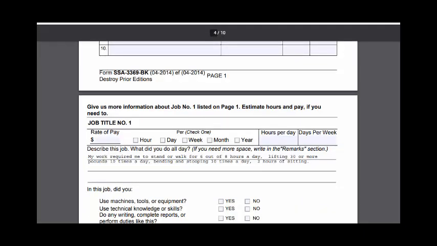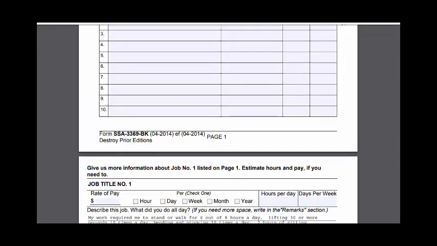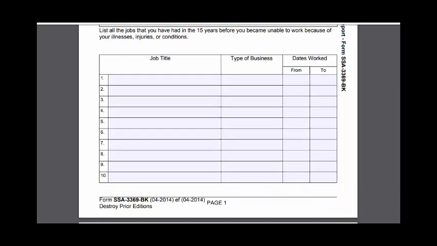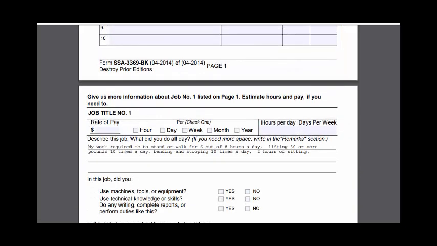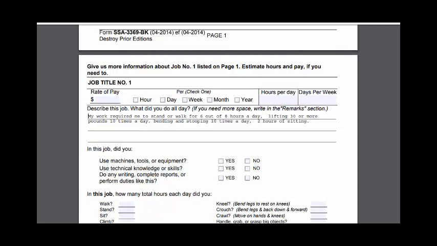The next one is the work history. For the work history, you need to provide your work over the last 15 years. But I'm going to focus on job title 1 down here. Describe this job. What do you do all day? Commonly we see answers like, I was a truck driver, I drive from Des Moines, Iowa to Kansas City and back, or I was a cook, I worked in a restaurant on 42nd Street, but that's not what is going to communicate your limitations.